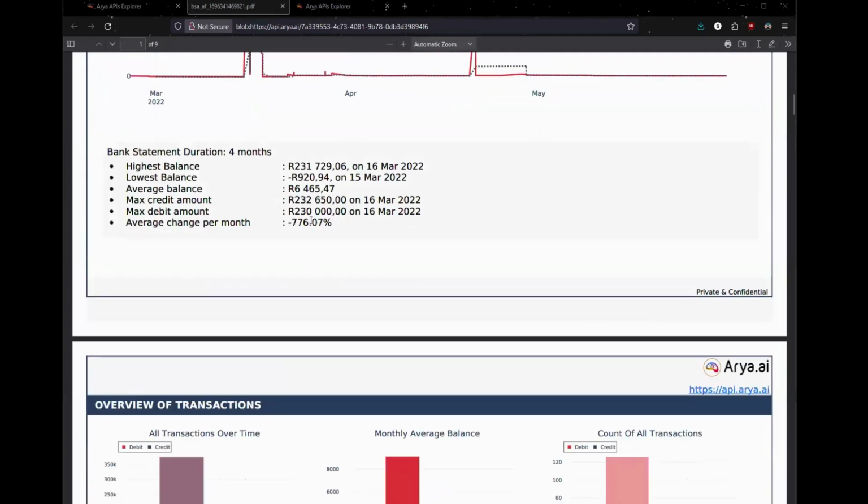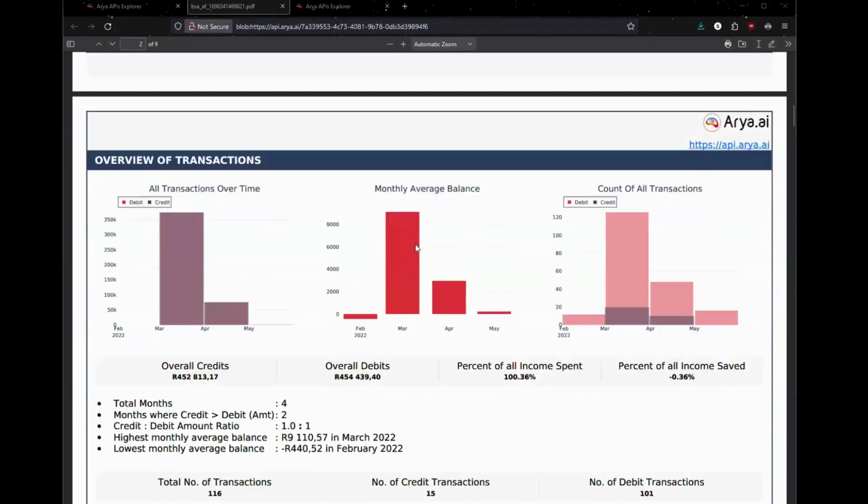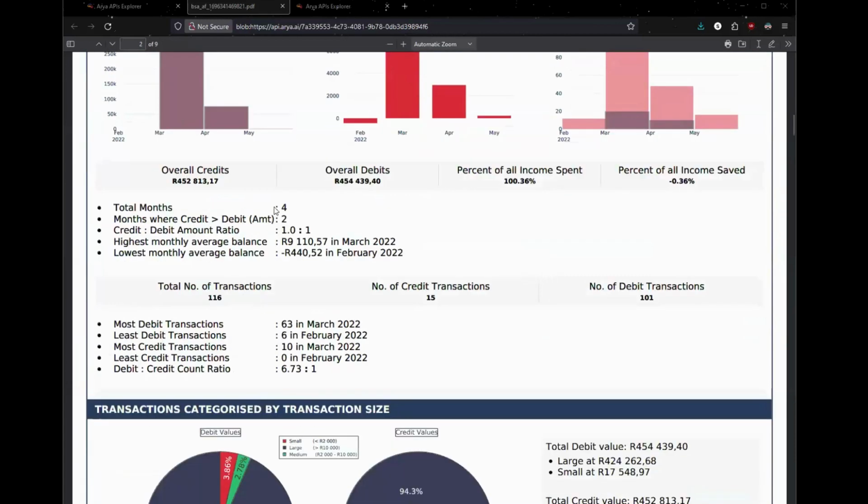This is all the important information about the particular bank statement: highest balance, lowest balance, average balance, and all these important metrics. These are the overview of transactions over time, all transactions over time, monthly average balance, count of all transactions, total number of months of this bank statement, months where credit is greater than debit. So this is a pretty descriptive view of all the important metrics in this bank statement.